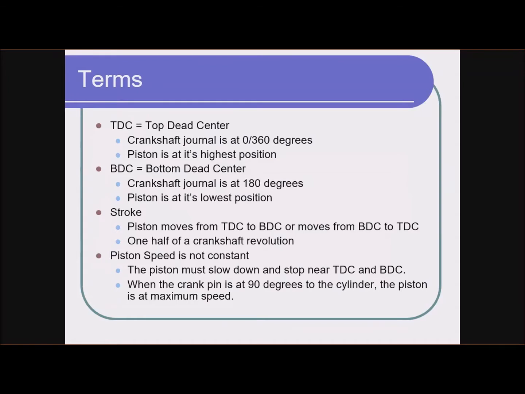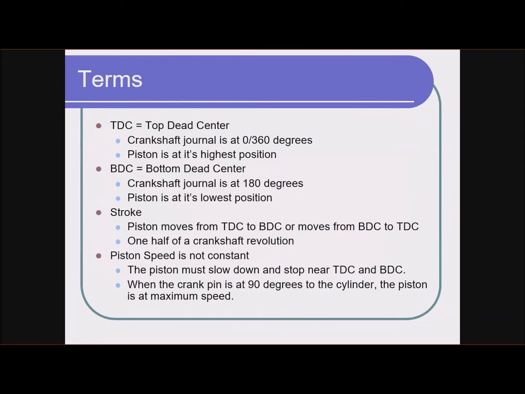At bottom dead center, the piston's at its lowest position at the bottom of the cylinder, and the crankshaft journal is straight down, the furthest away from the top of the cylinder, at 180 degrees of rotation. And again, that connecting rod should be right down the middle of the cylinder.